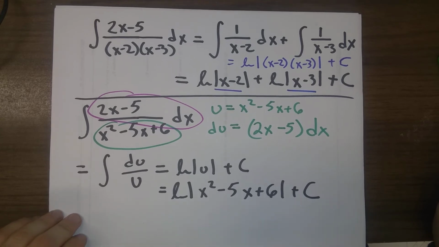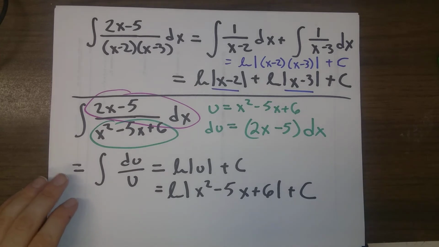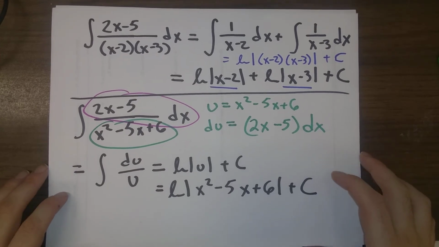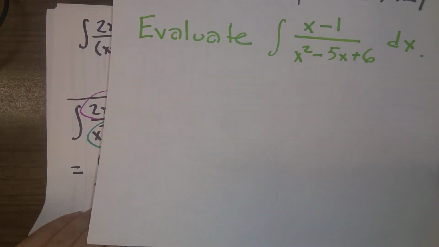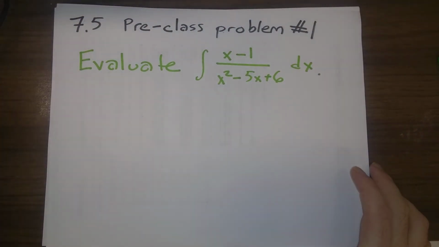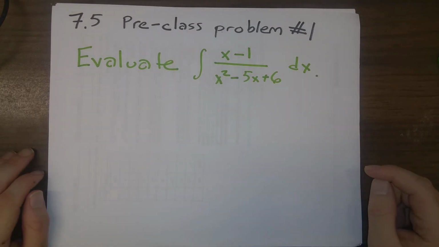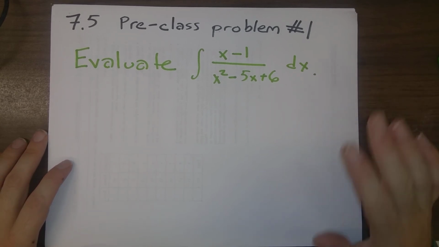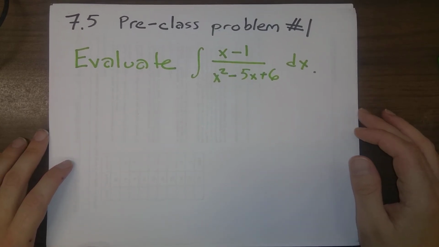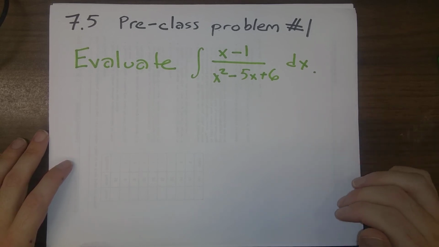Okay, I think that's pretty good for this video. But let's end with a pre-class problem, our first one of this section. Integrate x minus 1 over x squared minus 5x plus 6 dx. And for this one, I'm expecting you to do it with partial fractions. Don't try using substitution here. I think you'll get yourself into trouble. Just do this one with partial fractions.